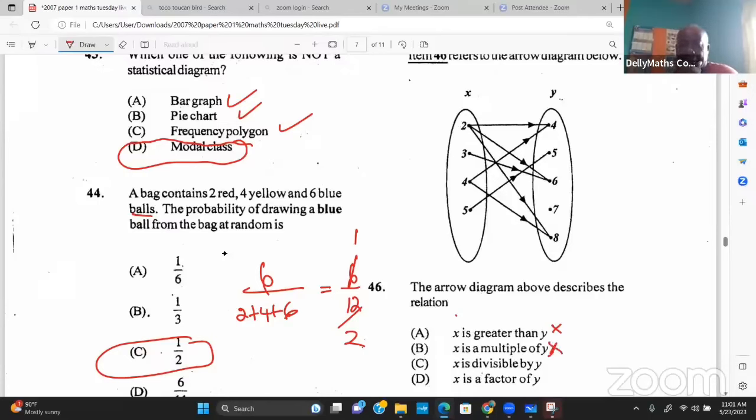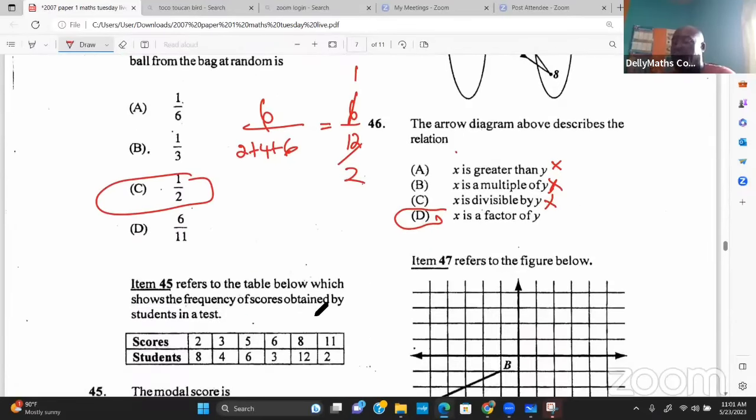X is divisible by Y. So in other words, you're suggesting that 2 divided by 4 will give me a whole number. No, it is not, so no. So X is not divisible by Y. So this is also incorrect. So that means this is the answer, whether or not I read it. And this is how we want to understand what we have to do. I'm going to read it though, but the answer is already the last one. X is a factor of Y.